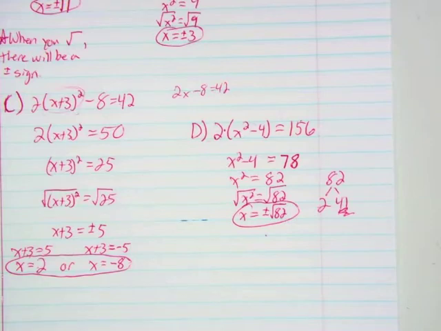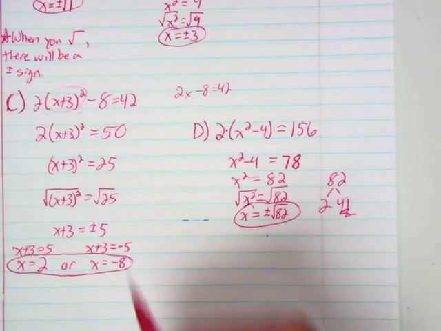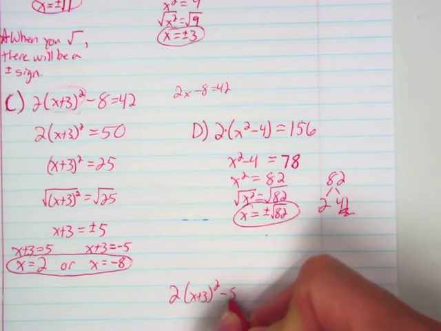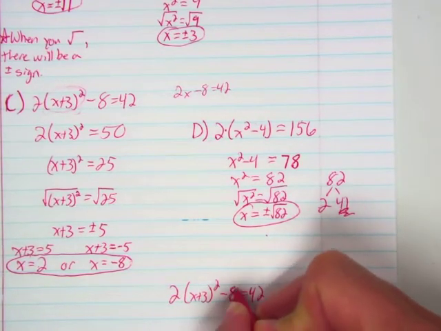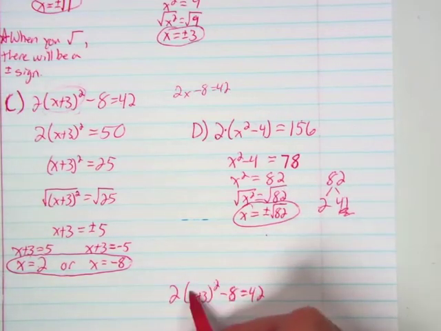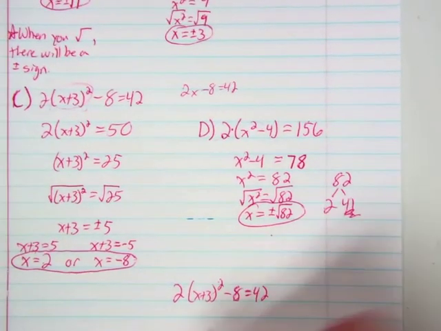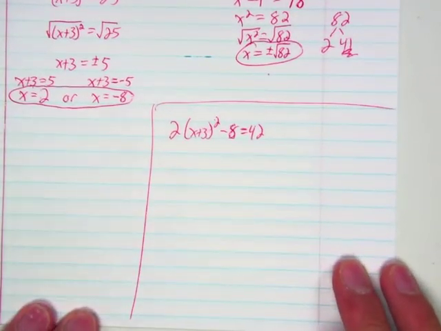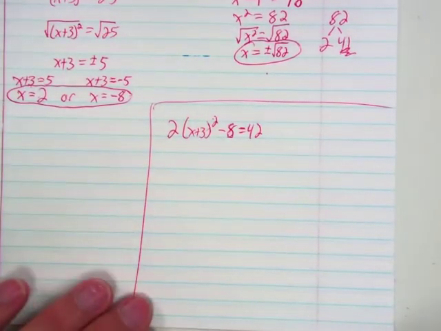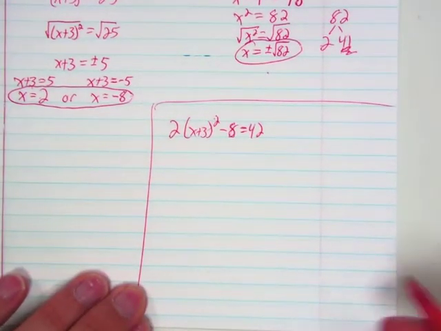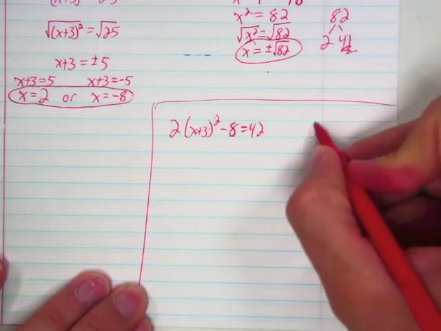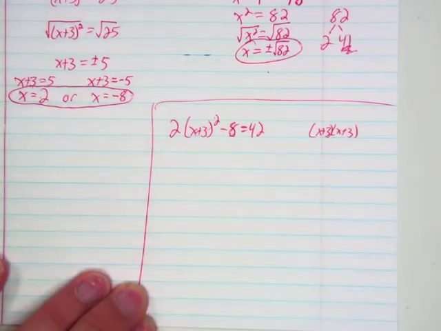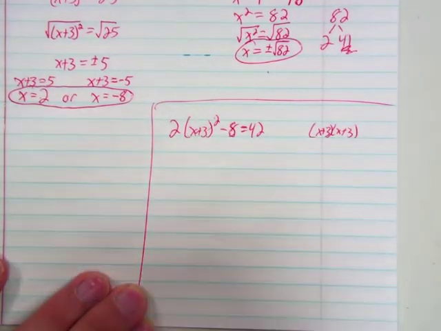Now let me go back to a common question, and this is back to letter C. I'm going to rewrite it here. 2 times x plus 3 squared minus 8 equals 42. Now there's a whole bunch of you that would have wanted to square the x plus 3. There's actually no problem with squaring the x plus 3. The problem is that a lot of you will do that incorrectly. When you square x plus 3, you're taking x plus 3 times itself. You're not squaring the x and squaring the 3, and so that's where the issues happen.